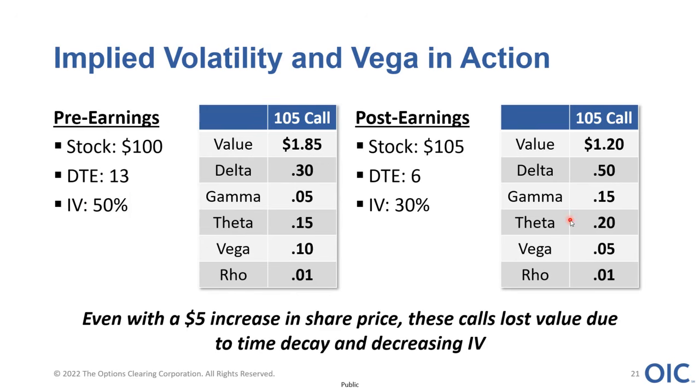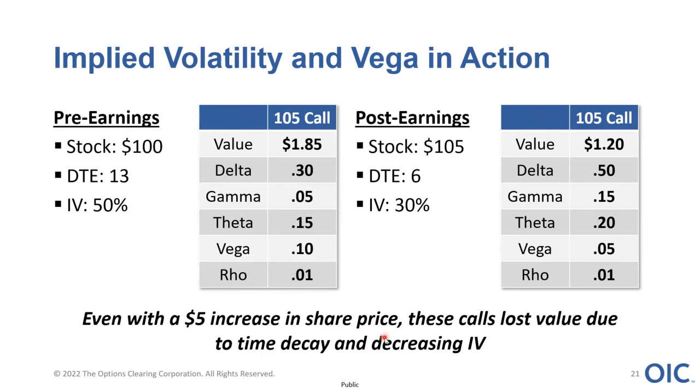Take a look at the difference, not only in value, but in the Greeks of these two options. They're the same option. However, the value, $1.85 pre-earnings with 13 days to expiration, $1.20 post-earnings with the stock up $5, trading 105. You only have 6 days left. What's the biggest mover here? Well, the value of the option obviously moved significantly. The delta moved significantly. But the implied vol got cut almost in half.